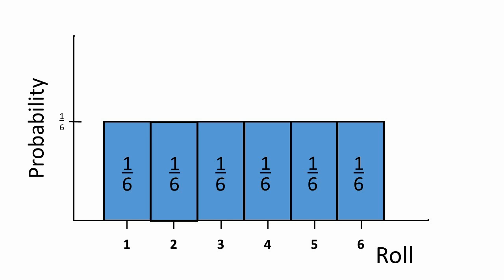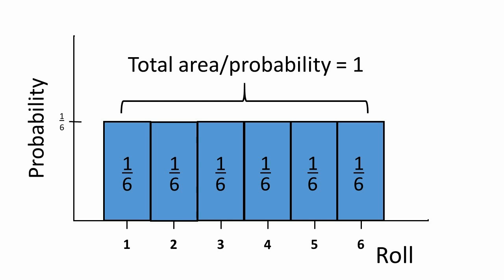Here the probabilities are equal for each number from 1 to 6. And the area under the whole curve is 1, because when I roll the die, I have to get either a 1, a 2, a 3, a 4, a 5, or a 6. No other outcomes are possible.